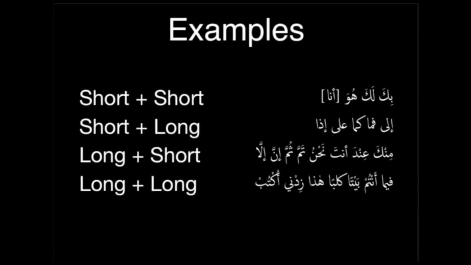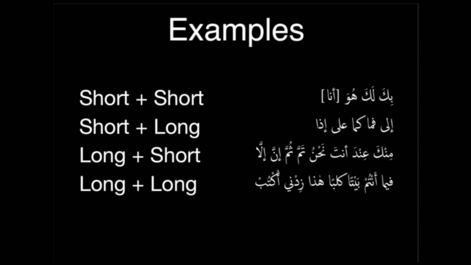You can have two short syllables back to back. So that is, for example, bika. Bika is two short syllables back to back, or laka, or huwa. And also the word ana. Ana is actually two short syllables, usually, in poetry. And you can just hear it if you say ana. That's different from a short plus a long, right?